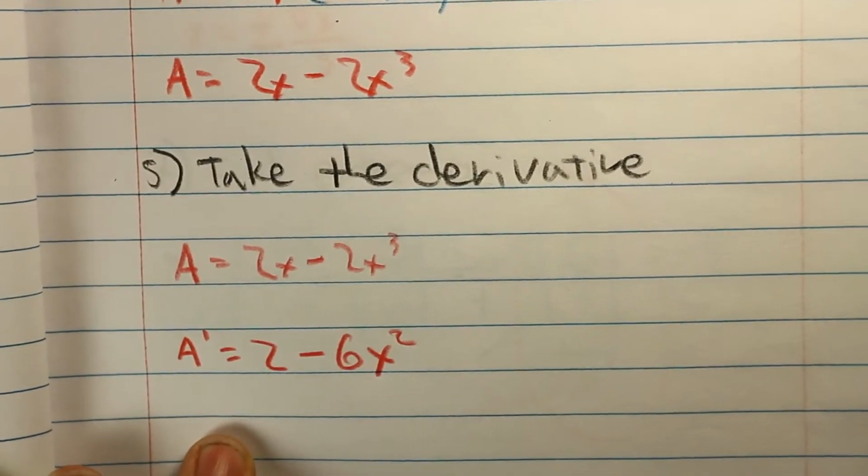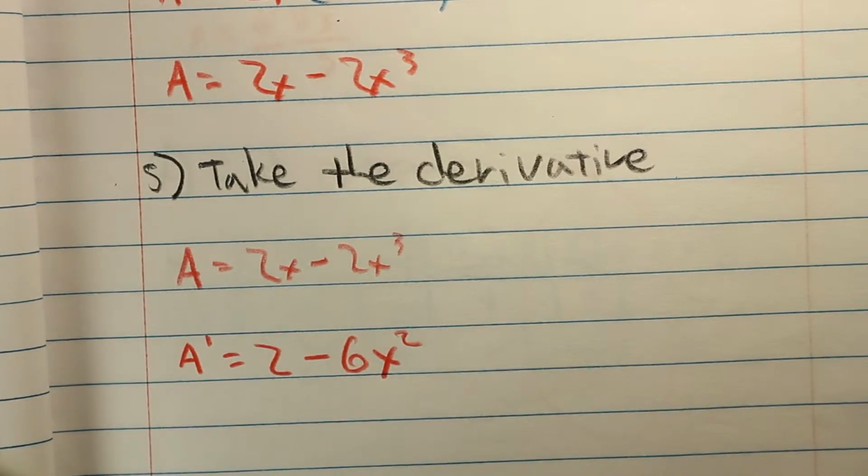As with any calculus or optimization or derivative problem, you would need to take the derivative. In this case, the derivative of the area is 2 minus 6x squared.